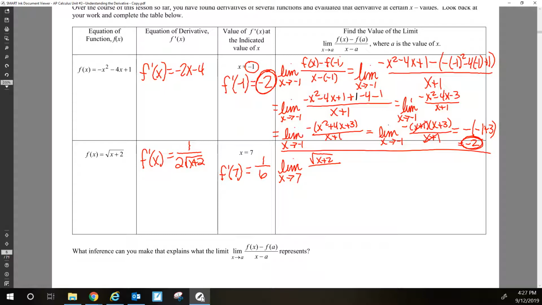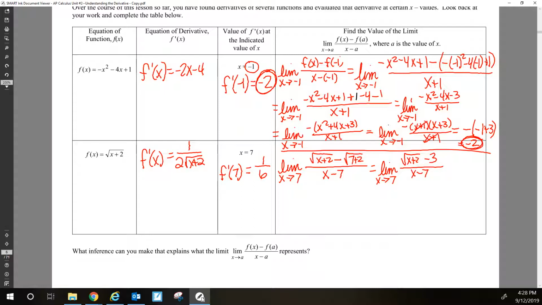Minus, sorry, I didn't mean to do that. Minus f of a, that's when I plug in my a value into here. So minus the square root of 7 plus 2, all over x minus my a value, which is 7. So this is going to be the limit as x approaches 7. And the square root of x plus 2, 7 plus 2 is 9. Square root of 9 would be minus 3 over x minus 7.